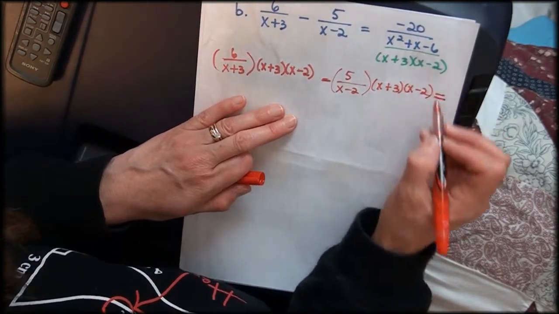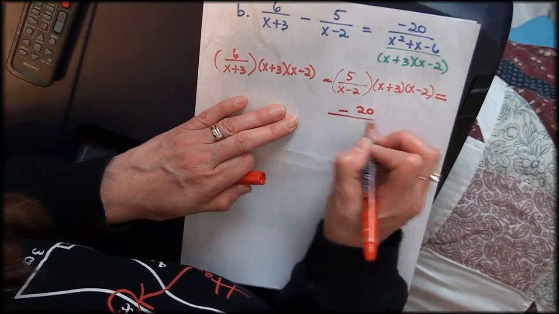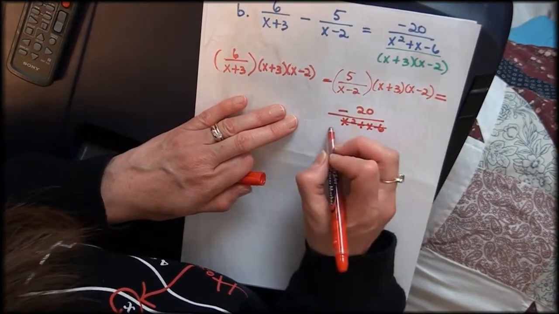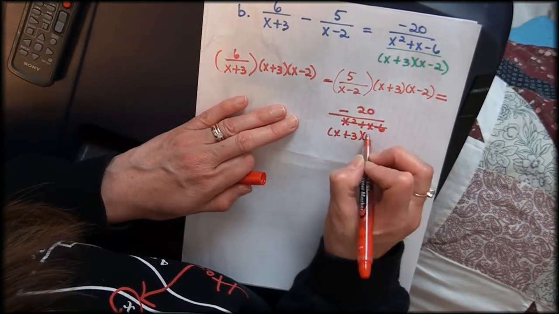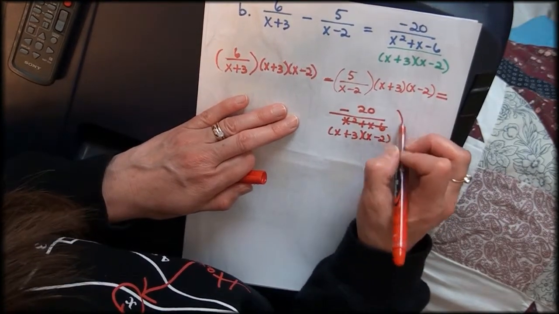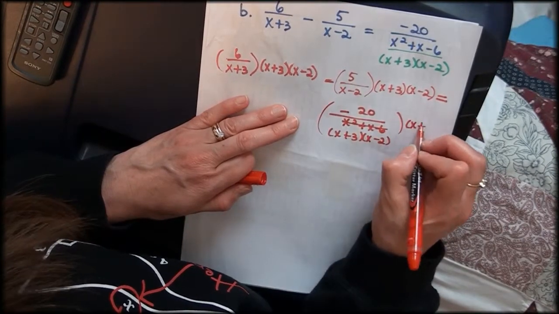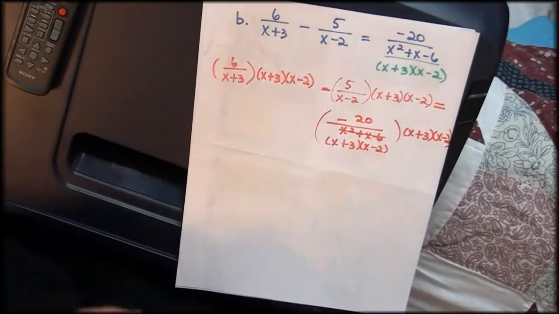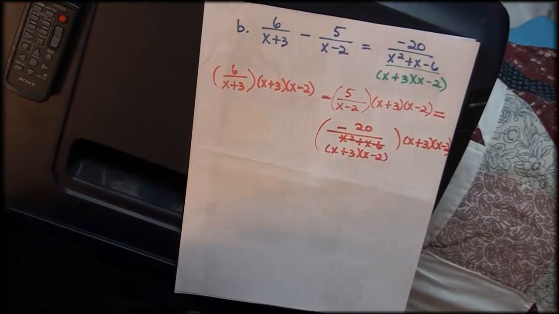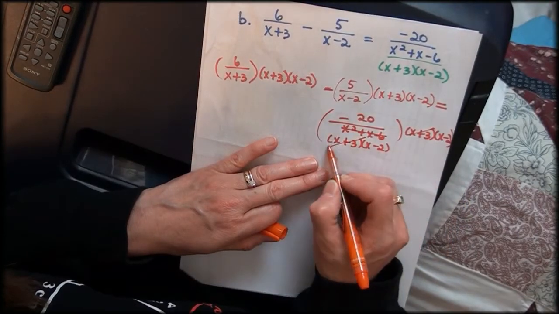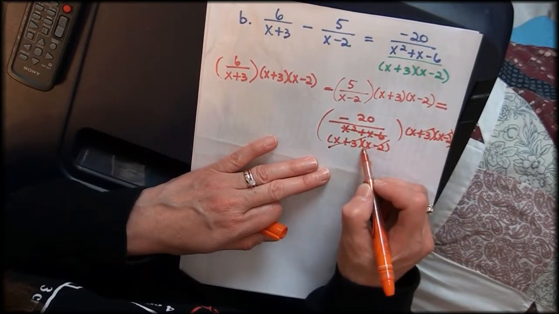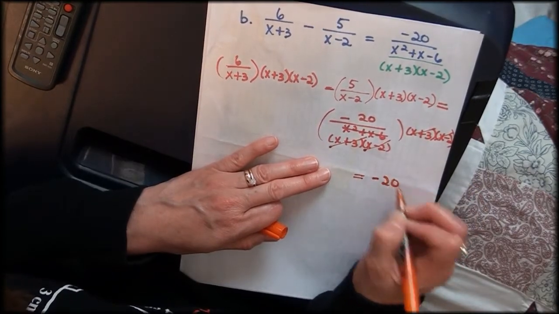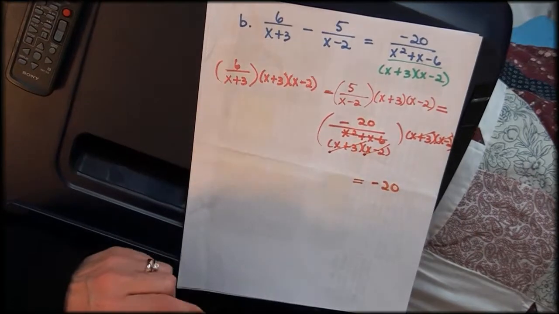Now I'm running out of room, so I'm going to drag this one down here into the next line. Which really, this is just an x plus 3 times an x minus 2. And I'm going to take that entire term and multiply it by an x plus 3 times x minus 2. Because now what happens is, notice that the x plus 3's cancel out completely. The x minus 2's cancel out completely. So on this side of that equals sign, all I'm really left with is a negative 20.